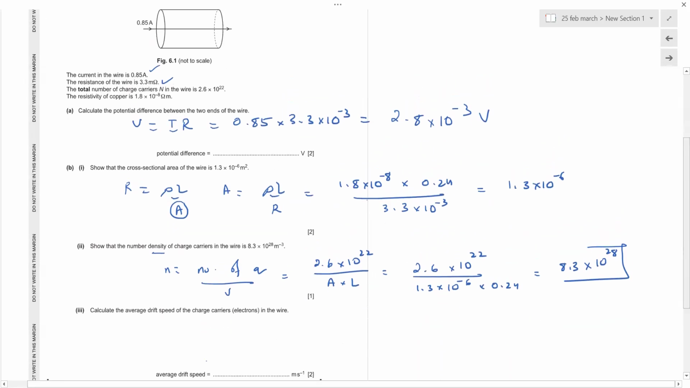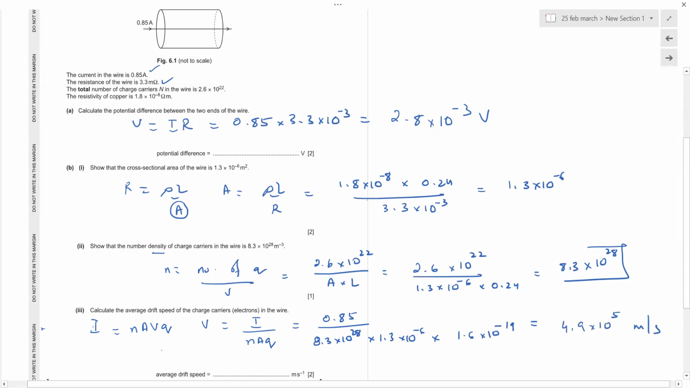Then they said drift speed. So we can use this equation. I equals NAvq. So v would be equals to I over NAq. So we have current that's 0.85. Number density is 8.3 exponent 28. Area was 1.3 exponent minus 6 and charge is fixed, quantized. So we have v, that's 4.9 into 10 with power 5 meters per second.